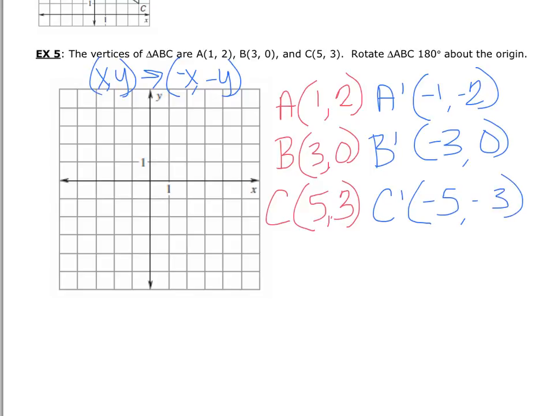Now we're going to graph this. So A prime is at (-1, -2). B is at (3, 0), so B prime is at (-3, 0). And C prime is at (-5, -3). There is your triangle after a 180-degree rotation.